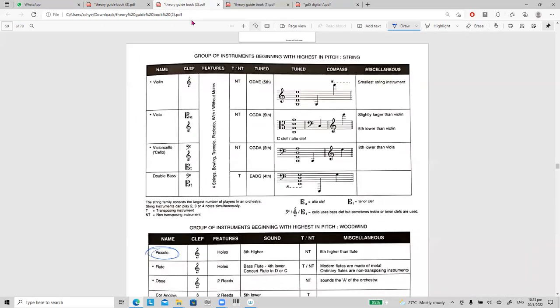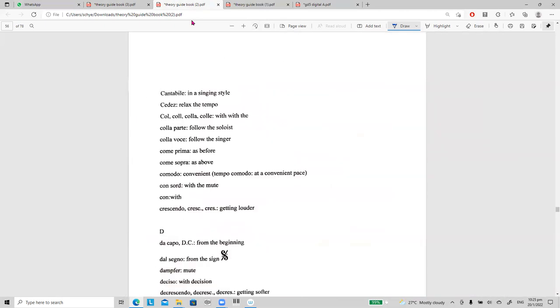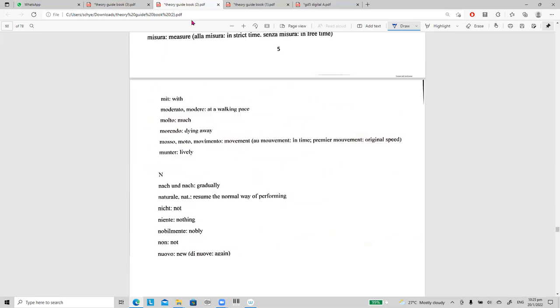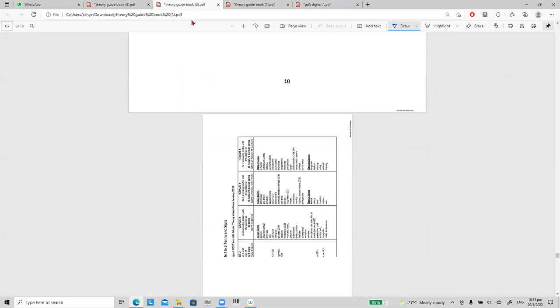Bassoon. Wait, yeah, one moment. Bassoon is. Oh, my chart went missing. So sorry.